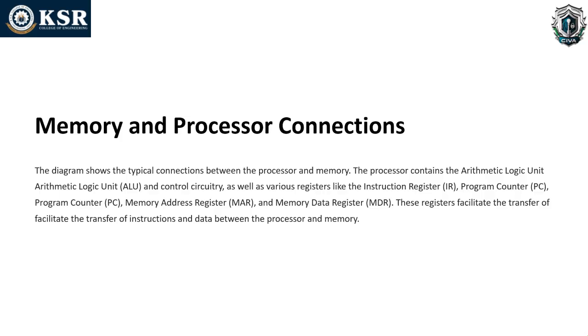Memory and processor connection. The processor communicates with the memory through buses and control circuits. Registers like MAR, MDR, PC and IR ensure the data transfer between the memory and the CPU. The ALU and control unit manage the actual computation and signal coordination. That shows how data and control signals flow inside the CPU and the memory, and it helps in understanding the concept of hardware communication.